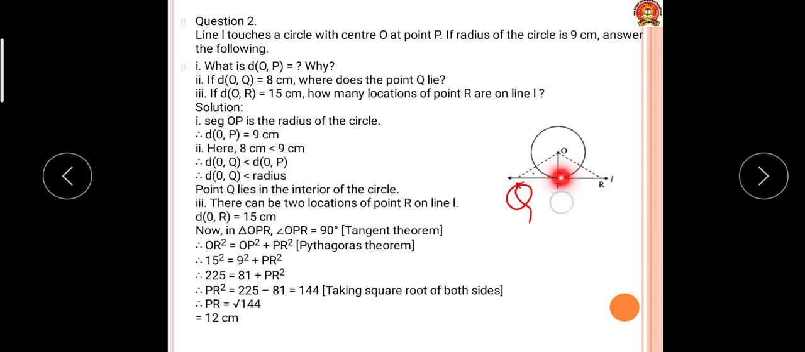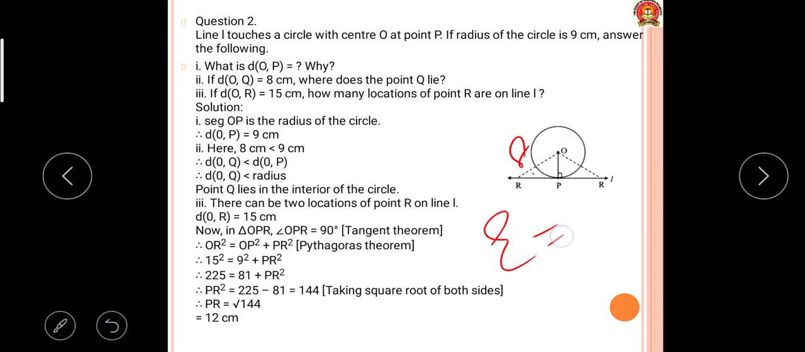So OP is what? Radius. So this OQ is less than OP. Then Q is in the interior of the circle. Is it possible that this Q is here? No, this is wrong, because this is 8 centimeter and your radius R is equal to 9, and therefore this point Q is in the interior of the circle.